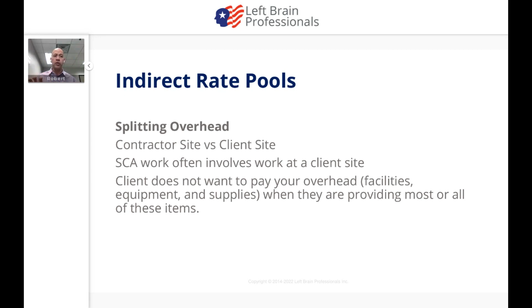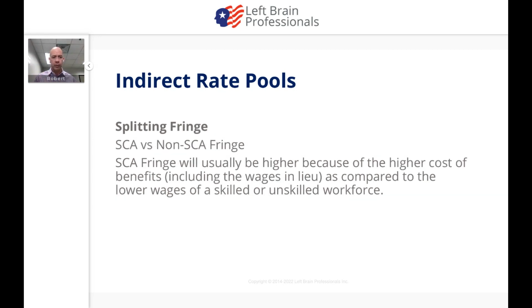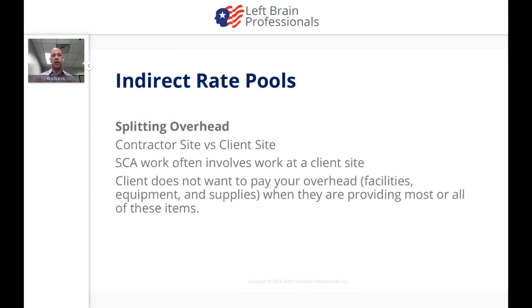And what you're going to do when you break these up, so just like I'm going to back up here for a moment, when we talk about splitting fringe, this is where the math gets a little tricky. Some people get caught up in this. When we talk about splitting fringe, I've got to have my SCA labor separated from my non-SCA labor. Then I've got to have my SCA fringe expenses separated from my non-SCA fringe expenses so that I can then properly calculate an SCA fringe rate versus a non-SCA fringe rate. Same concept is going to apply when I talk about splitting overhead.